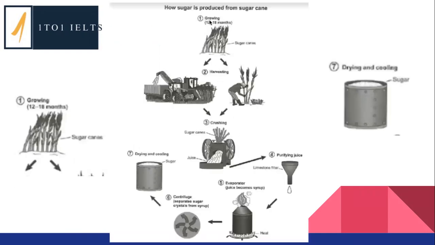We can see it starts here at stage 1, goes to stage 2, goes to stage 3, 4, 5, 6, 7. Does it return to stage 1? No. So we can see this is a linear process. If it was a cyclical process, it would start here and it would go around and you'd have this diagram, and it would start with the growing of sugarcane and end with the growing of sugarcane.